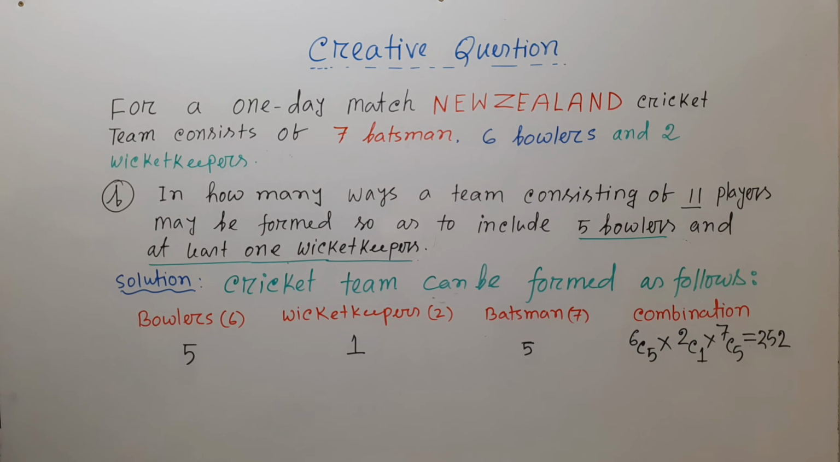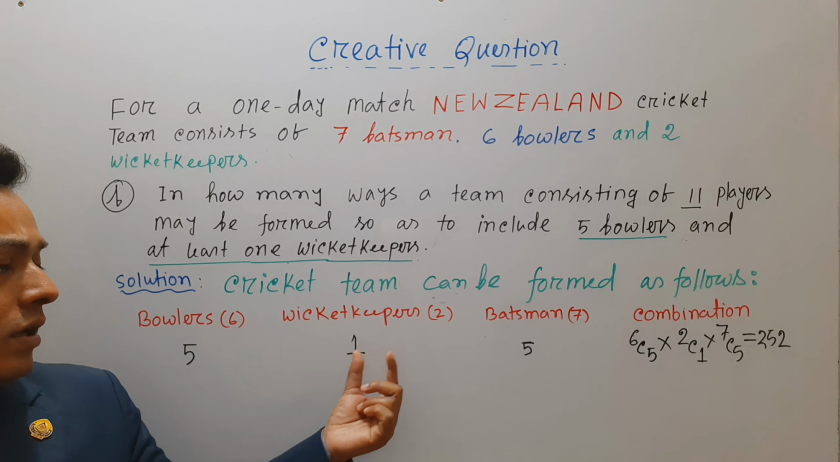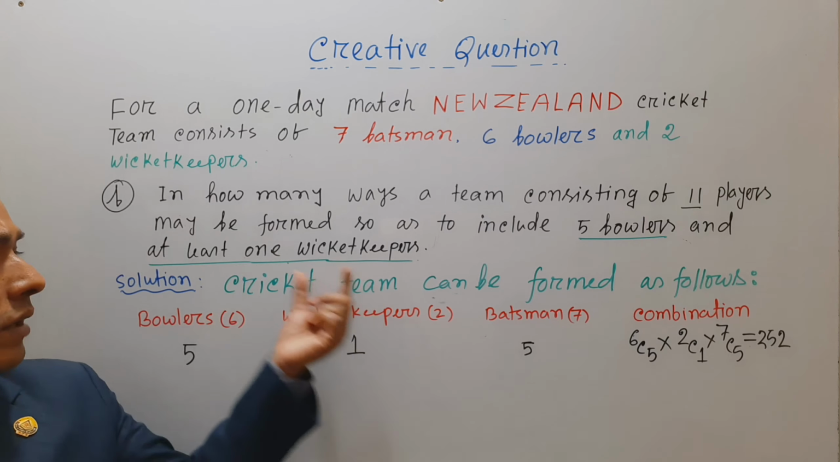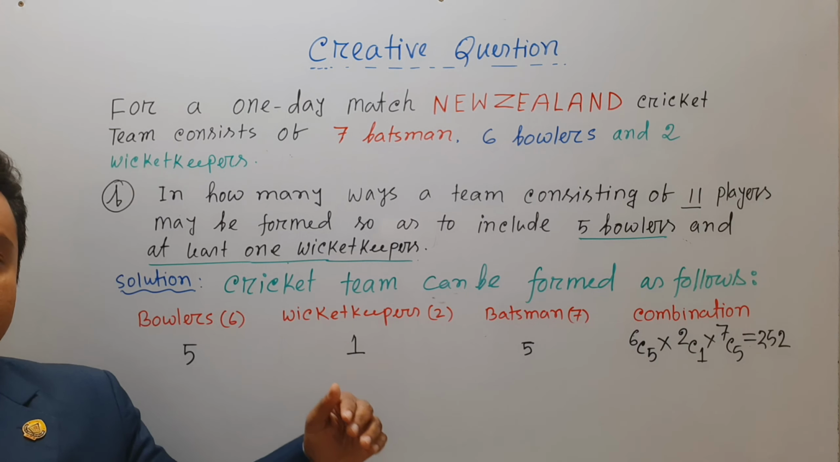Okay, and another way: because we have 2 wicket keepers, we can take another option for at least 1 wicket keeper. So the minimum is 1 and we can take 2 wicket keepers.